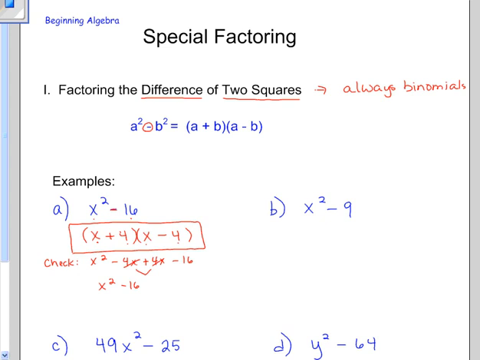Okay, now let's look at B. X squared minus 9. Again, I want to make sure that it is a difference and that I can take the square root of both terms. So the square root of x squared would be x. The square root of 9 would be 3. One sign positive, one sign negative. It does not matter the order as long as you have one of them positive, one of them negative.